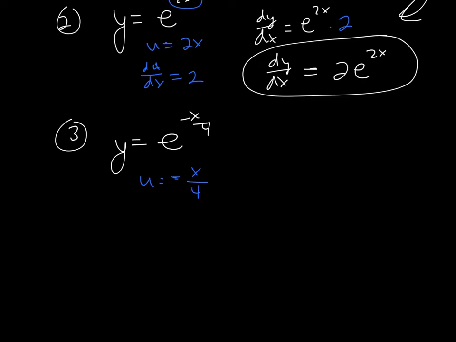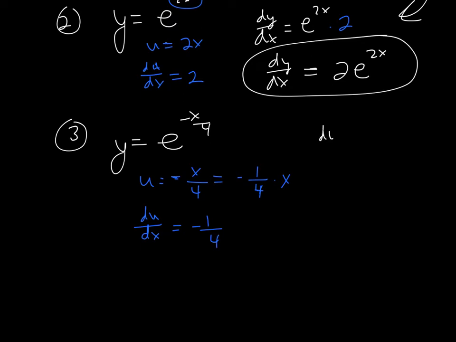I'm going to make u be my power, and then I'm going to go ahead and differentiate u with respect to x. And I'm really thinking right now that that's a constant times x, negative 1/4 being my constant. That might look better if you write it that way, negative 1/4 times x, so the derivative is just negative 1/4.